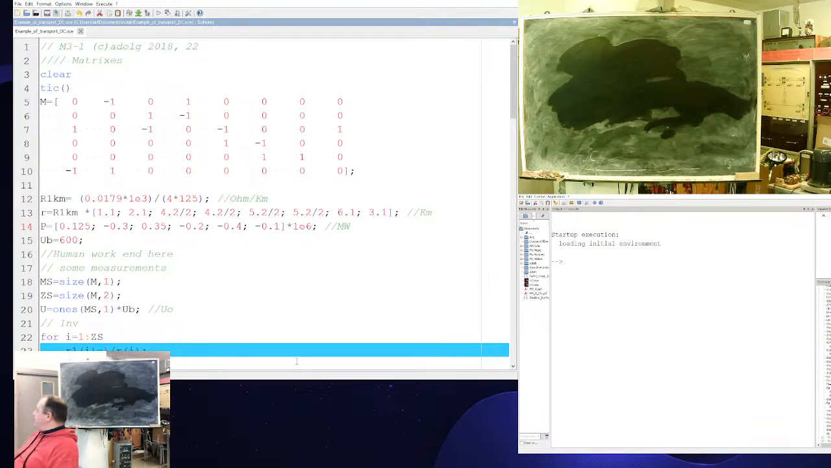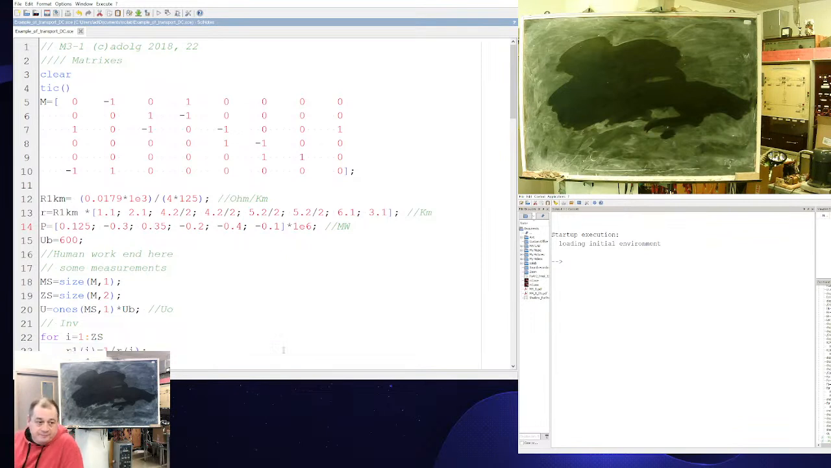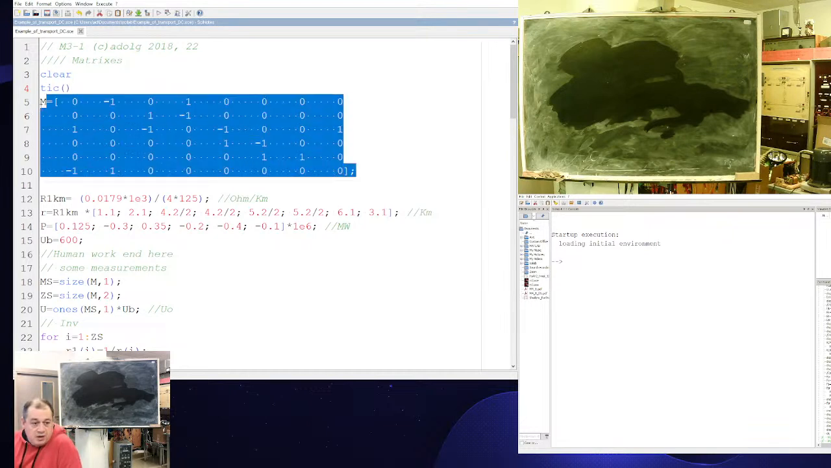Here is a program example. Program to calculate a transport network. I will go step by step. Clear all values. This one, tic-toc, I needed to calculate an execution time. Not necessary. Matrix describing connections, nodes and branches.